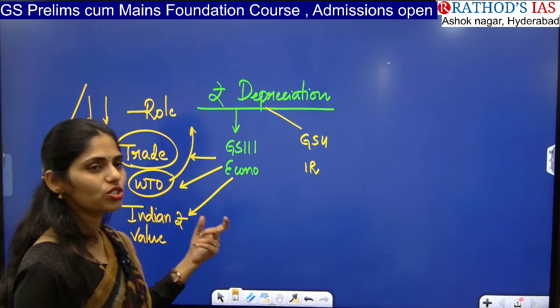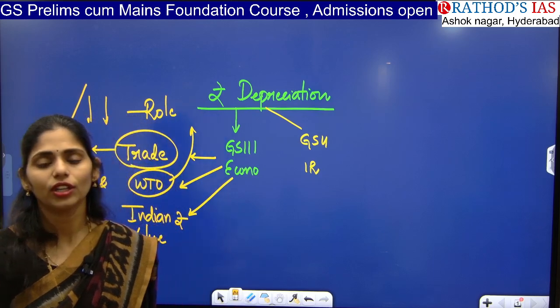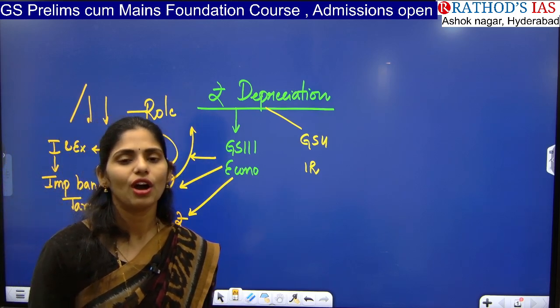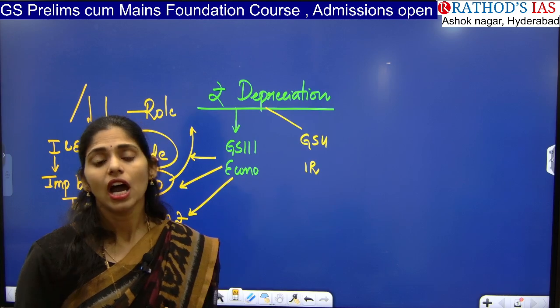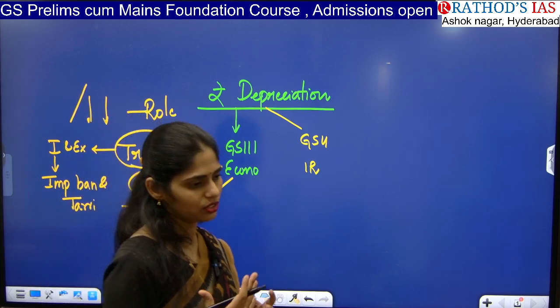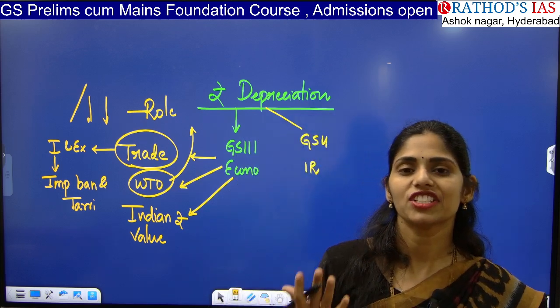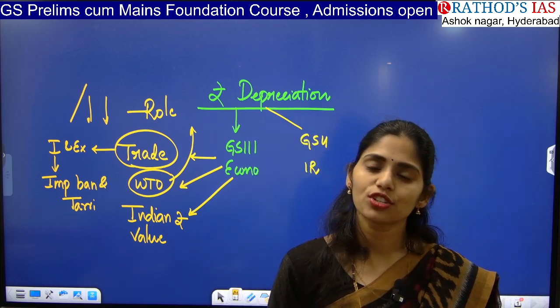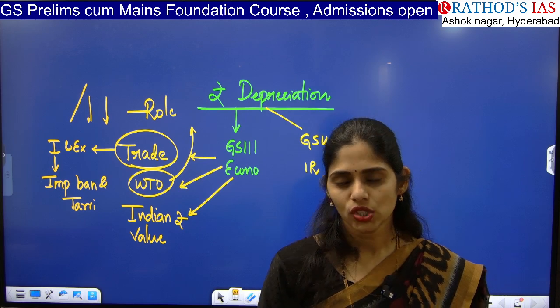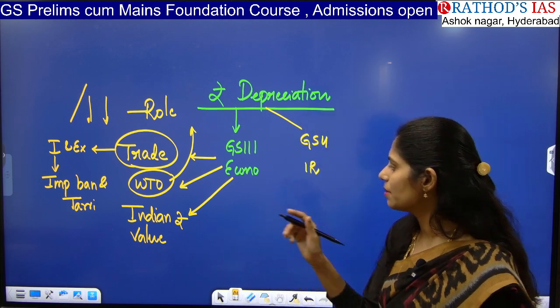Because the US wants to impose more tariff, but it is saying so in the name of national security. So how far is it correct? Whether our United Nations, whether an international organization like WTO, whether it is ensuring free and fair trade or not. That is the thing that you have to think about from this WTO.